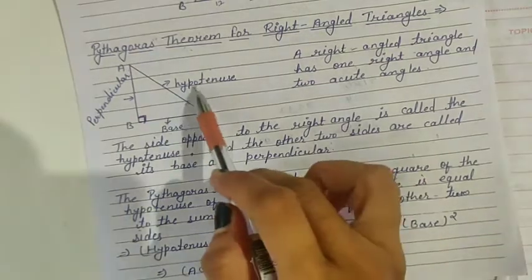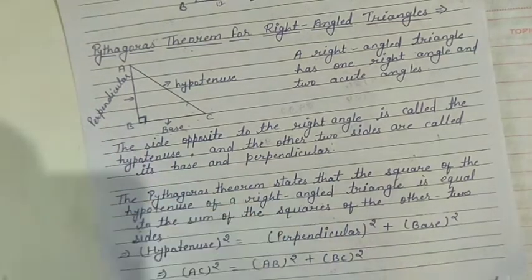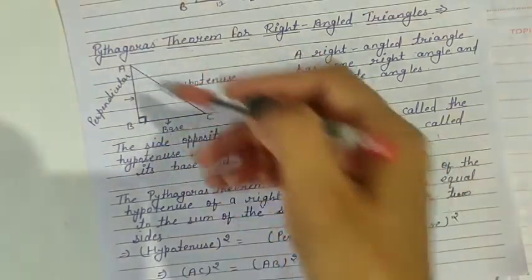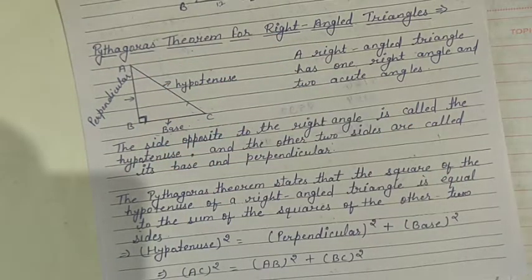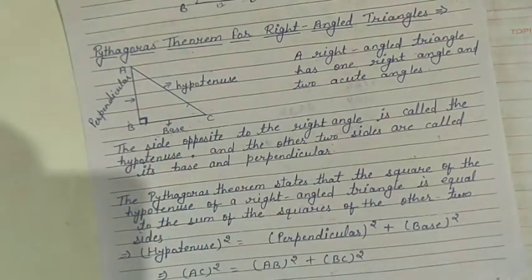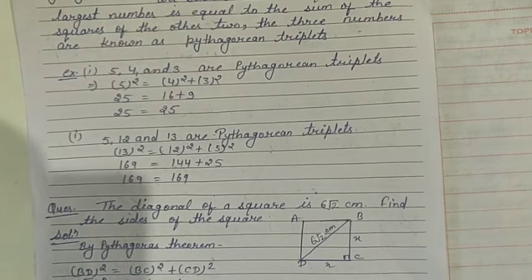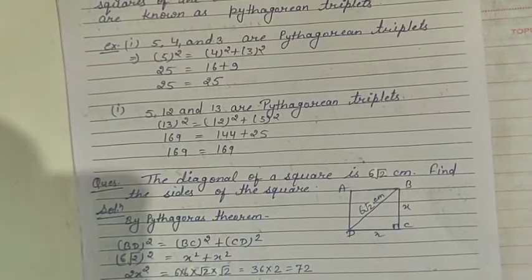It means square of hypotenuse is equal to the sum of the other two sides' squares. Hypotenuse square is equal to perpendicular square plus base square. And in this figure, hypotenuse is AC. So AC square is equal to AB square plus BC square. Okay, students, this theorem is very important. If two sides of a right angle triangle are given, then we can find the third side of that right angle triangle by this Pythagoras theorem.